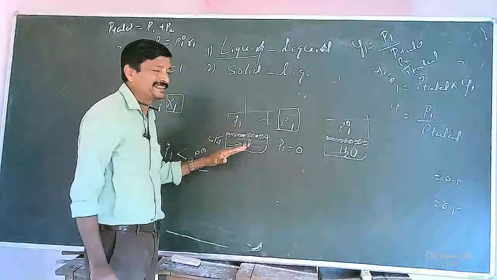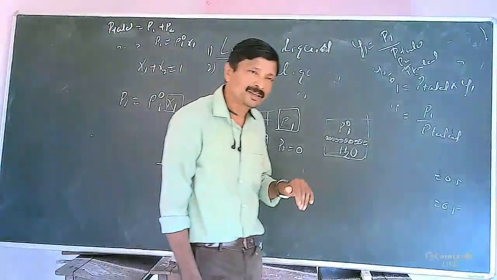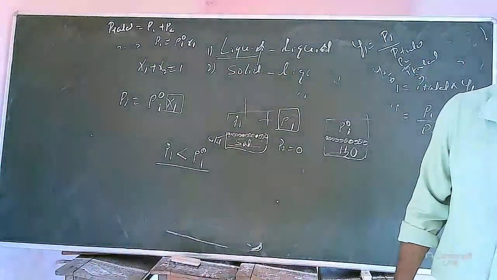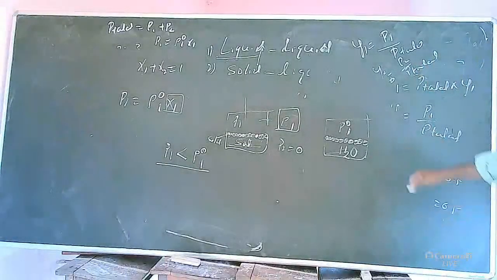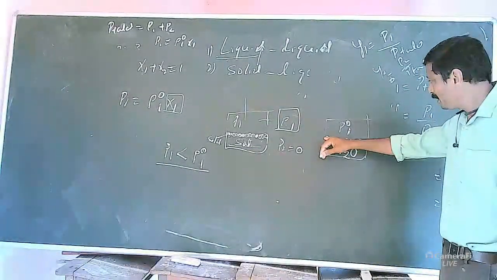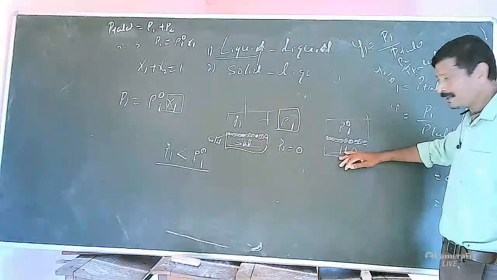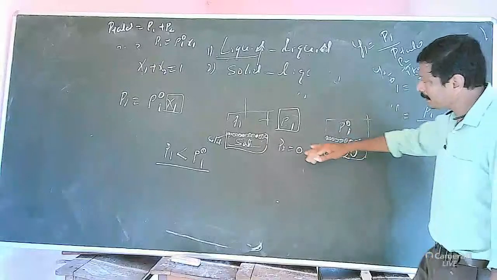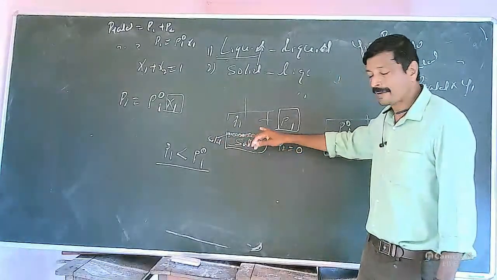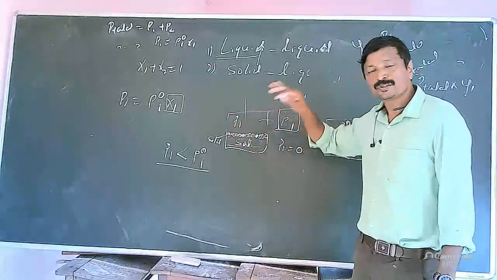Therefore, vapor pressure is decreasing. Why is the vapor pressure of the solution less than the vapor pressure of the pure solvent? Because in the pure solvent, the total surface area is covered by the solvent molecules only. Therefore, in the solution, a fraction of the surface area is covered by what?